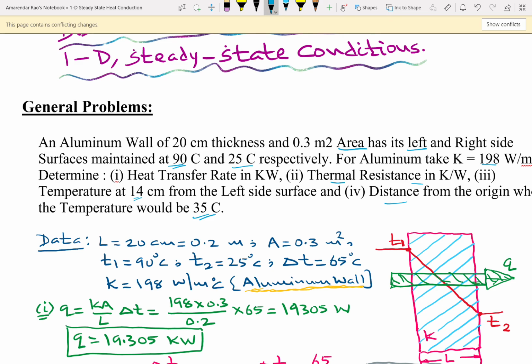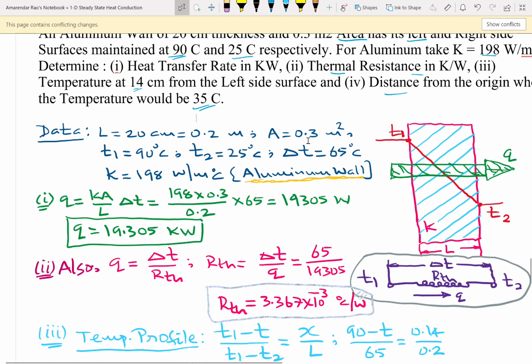So here the first and foremost thing is that we must have the data in compatible terms or in consistent dimensions. The thickness is 20 centimeters. All linear dimensions must be in meters. It's going to be 0.2 meters. Area 0.3 meters square. T1 90, T2 25, delta T is 65 degrees centigrade, K is 198. Just now we have seen that Q is KA by L delta T, and if we incorporate all this data, Q is going to be 19,305 watts. Since we want it in kilowatts, divide by 1000 to have it as 19.305 kilowatts.